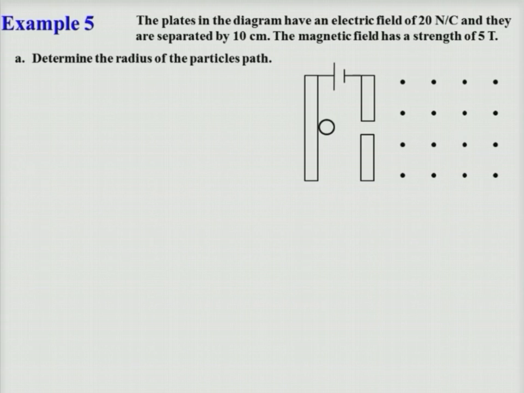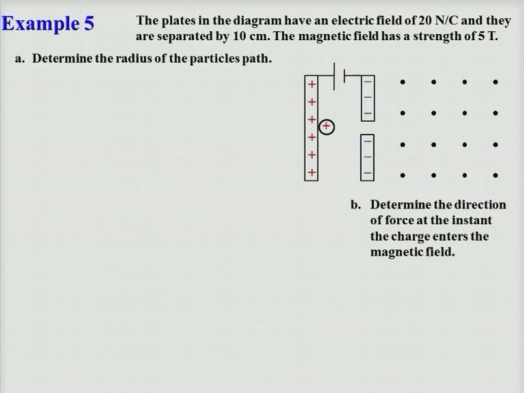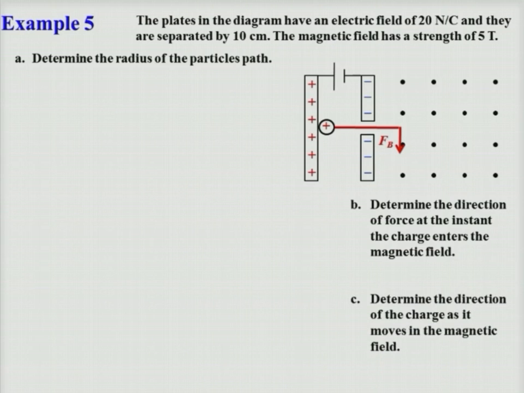Okay, as always, first start off by labeling your plates, figuring out what charge we have. We're going to use some information to calculate the speed it has by the time it exits these plates. And then we can use our right-hand rule to determine the force acting on it, and then the direction of its movement.